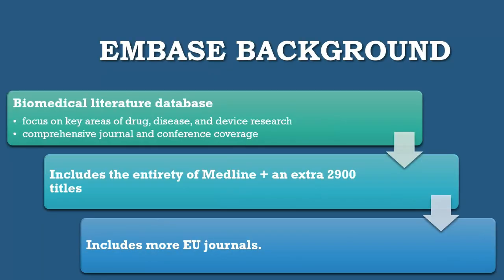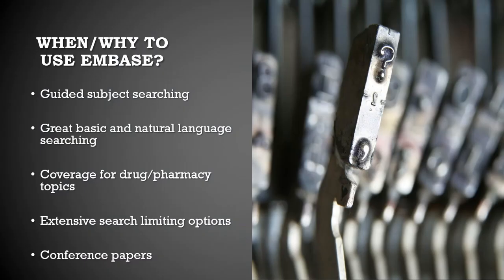Embase is a biomedical literature citation database covering drug, disease, and device research. Some key advantages of Embase are its extensive worldwide coverage of the literature, including conference abstracts, and its full-text indexing, making it easier to get the results that you're looking for.